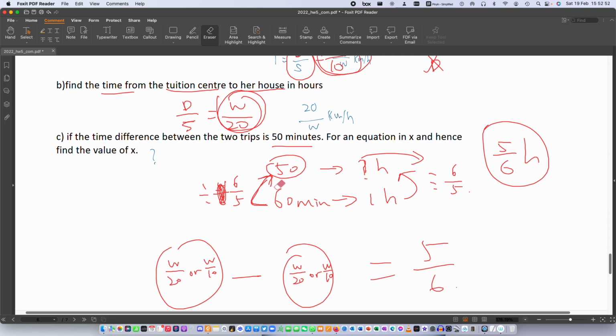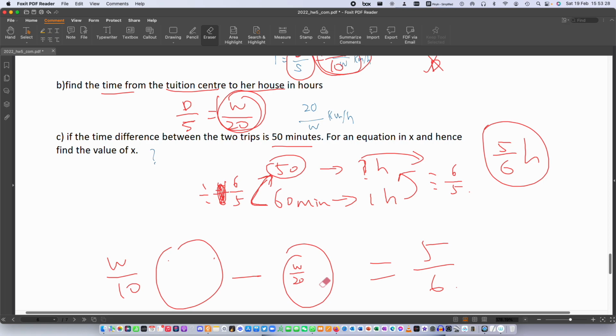20. W over 20 is bigger than W over 10, you are saying. How do you decide? I change the same. Yep, you change it to the same denominator. So this is 2W, this is 20. So which one is bigger? The 10. Which one is bigger? How do you decide? The 10 is bigger, right? Why? Because you got 2W on top, right? Yeah. So basically, you put the W over 10 first. So if W over 10 first, then W over 20 is at the back. So this is the equation you form.